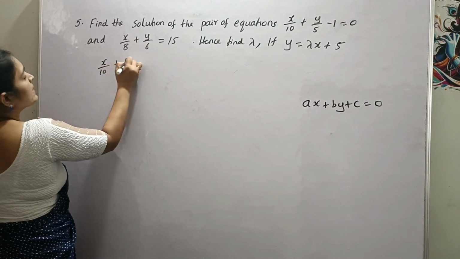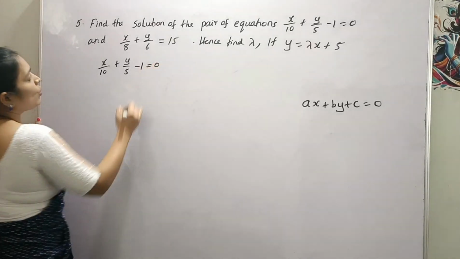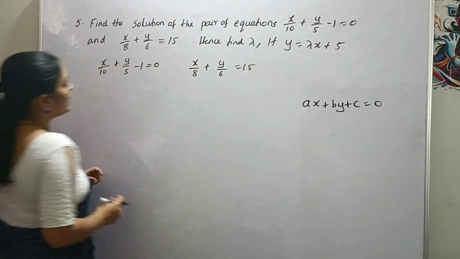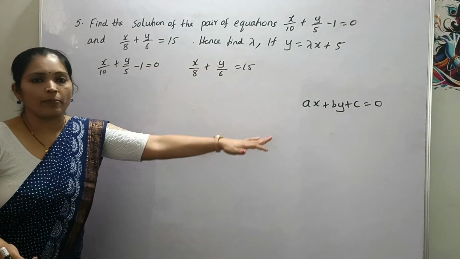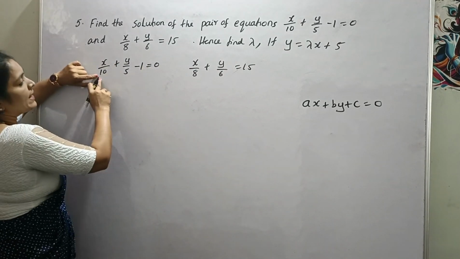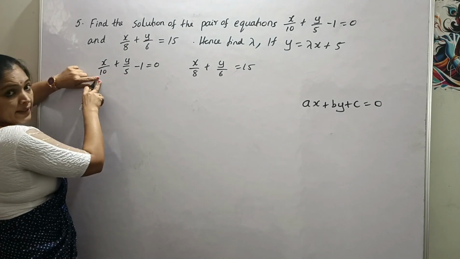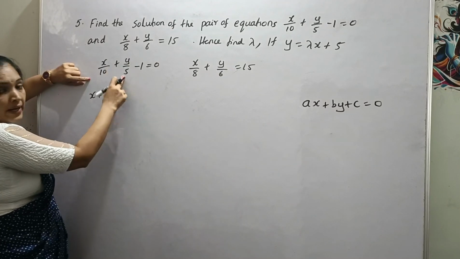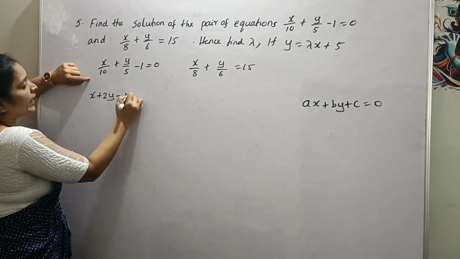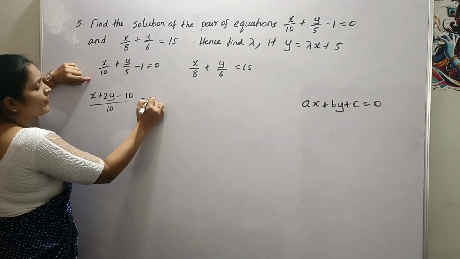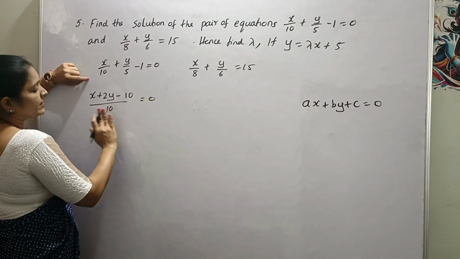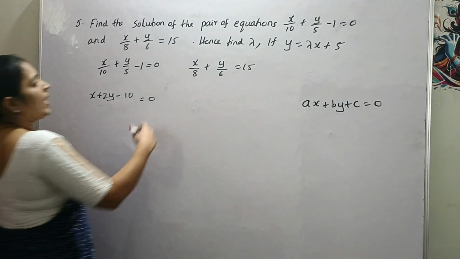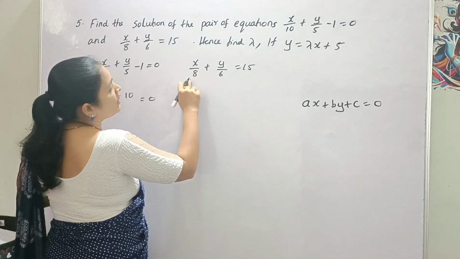Okay, first of all, let's write the given equations. X by 10 plus y by 5 minus 1 is equal to 0, and x by 8 plus y by 6 is equal to 15. Now we have to make these equations in this form. See here, for that take LCM. What is the LCM here? 10, right? So x plus, here we have to multiply by 2 to get 10, so 2y minus 10 divided by 10 is equal to 0. Take this 10 to the other side, it will be 0 itself, right? So here x plus 2y minus 10 is equal to 0. And next equation, here what is the LCM?